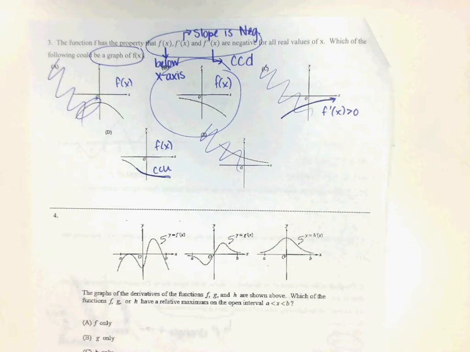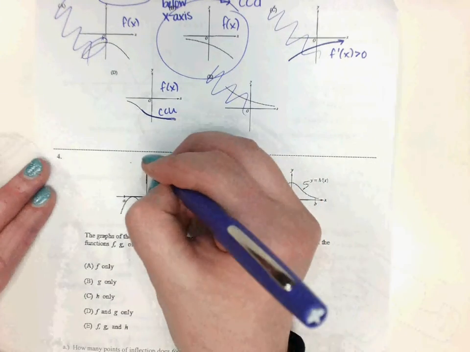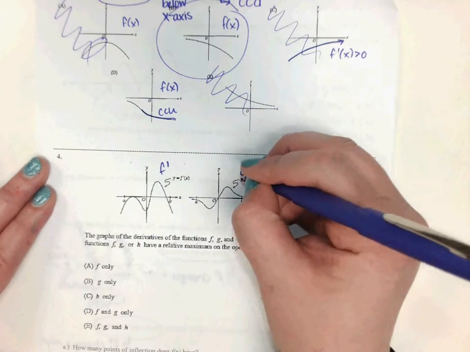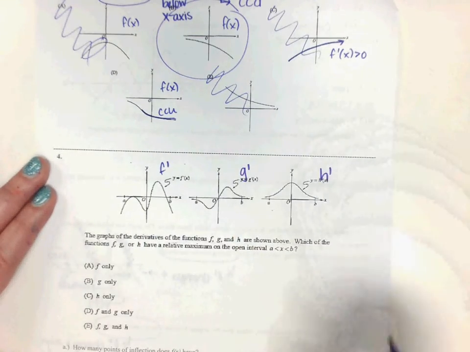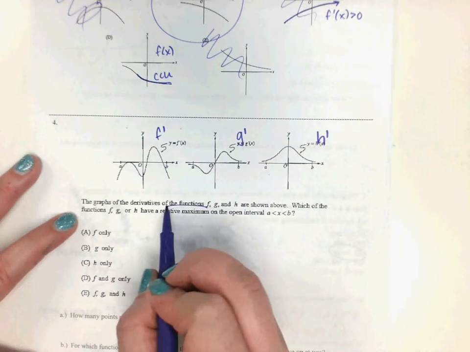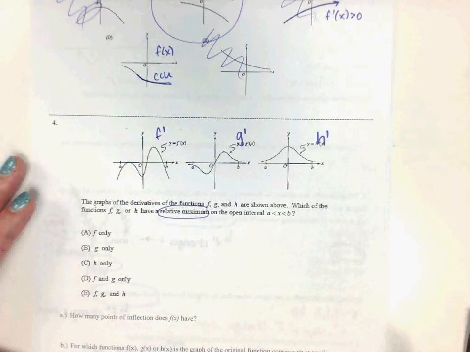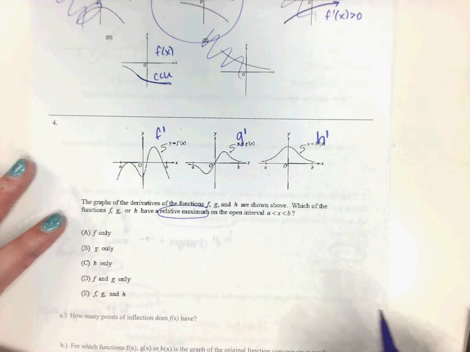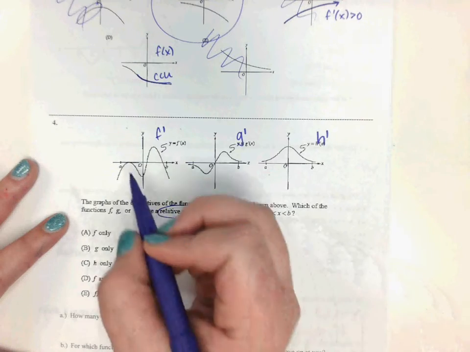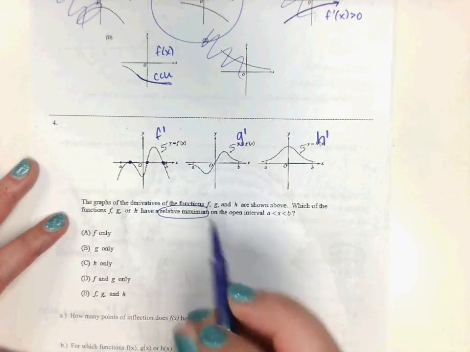Okay, somebody said 4. Look carefully at 4. What are those graphs of? F, G, and H prime. This is F prime. This is G prime. This is H prime. So the question says, which one has a relative max on the interval? Well, where is a max going to happen if I'm looking at the derivatives? On the x-axis, yeah?